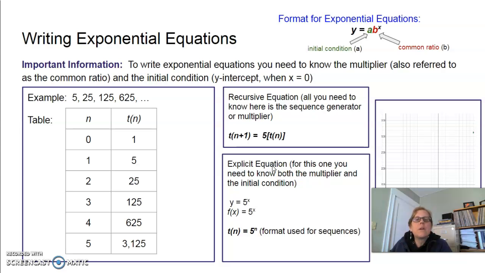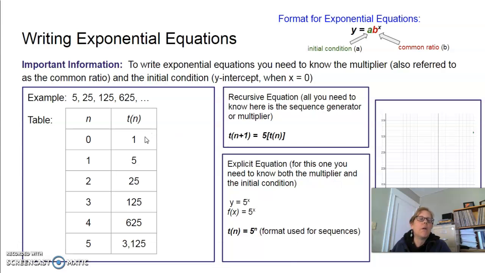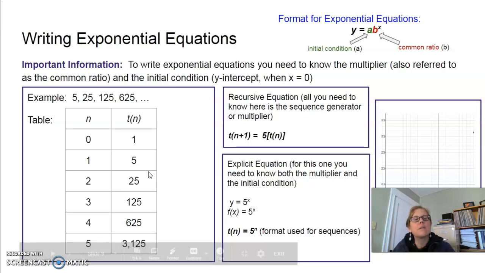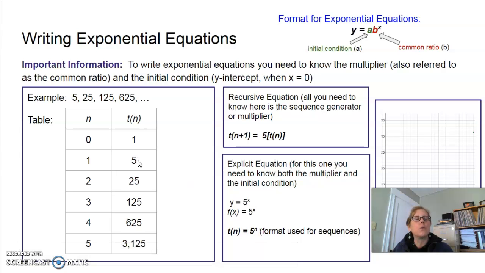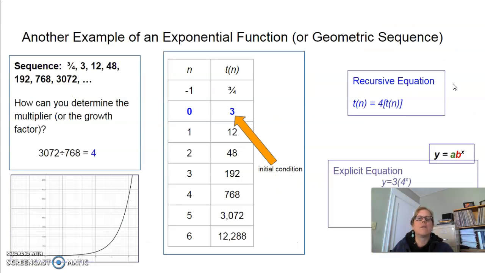For the explicit equation, you need to know the multiplier. In this case, it's 5, and the initial condition. In this case, it's 1. Right? Since it's 1, that makes this a little bit easier to solve. So if I were writing it using this form, I would say the equation is y equals 5 to the x, right? And if you look at that, oh yeah, that works, right? Like this would be 5 squared. This would be 5 to the 3rd power. If you're using this format for sequences, t of n is just equal to 5 to the n.